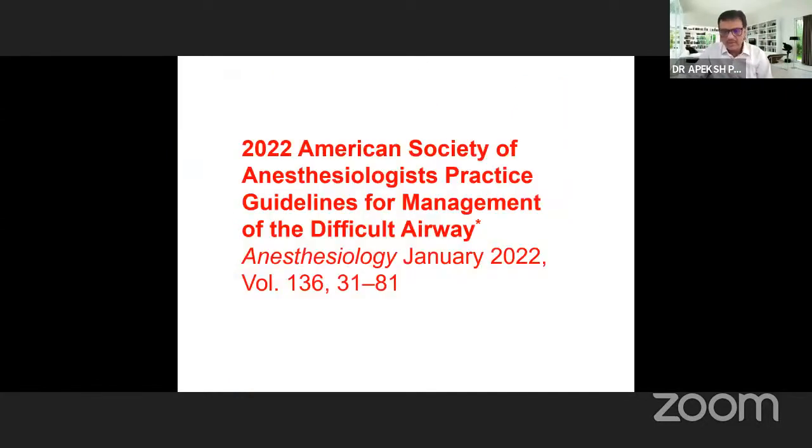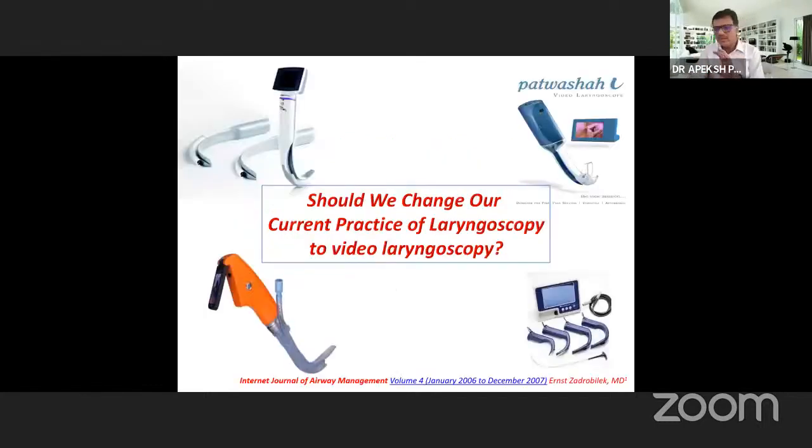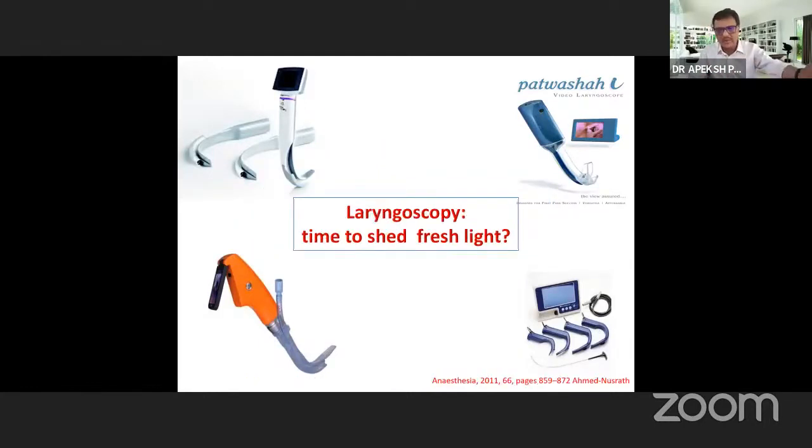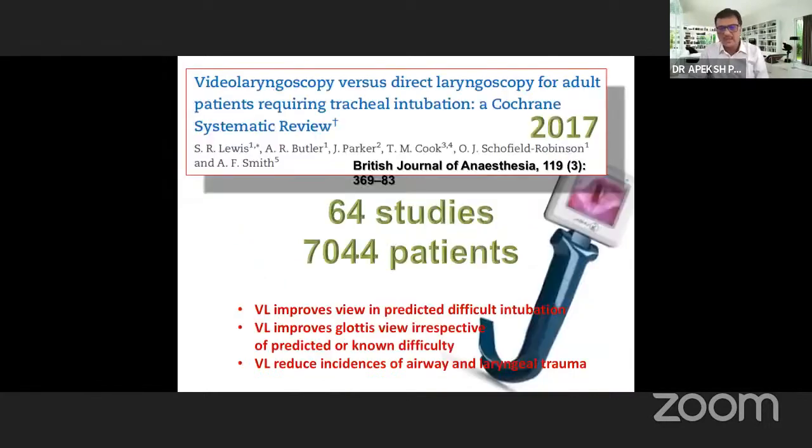If you look at most of the guidelines, the 2020 ASA guideline, 2016 ADA guideline, 2015 DAS guideline, all guidelines recommend the use of video laryngoscope. So now video laryngoscope has proved itself. And if you look at this recent systematic Cochrane review from 6 years back, with 64 studies and inclusion of more than 7044 patients, the conclusion was that VL improves the view in predicted difficult intubation compared to direct laryngoscopy. VL improves the glottic view irrespective of predicted or known difficulty. It reduces the incidence of airway and laryngeal trauma.